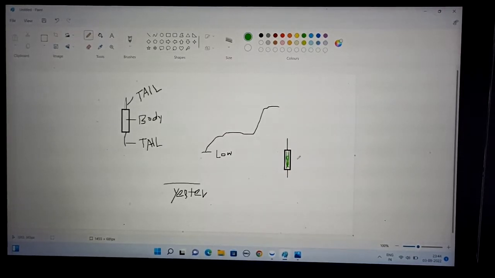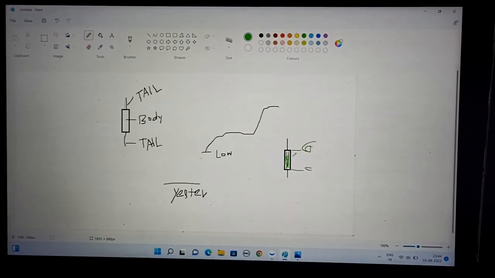Then its opening is this point, this is the opening point, and this is the closing point. This is the opening and this is the closing, because it is a green candle.